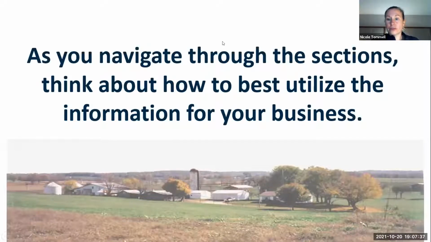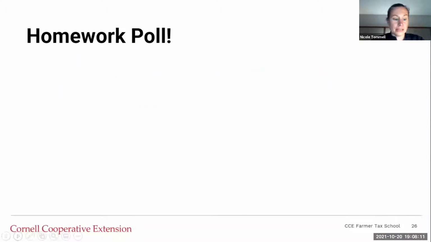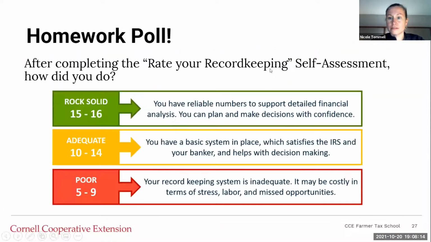I just want to make everyone aware, as you navigate through the sections, think about how to best utilize this information for your business and really take some mental notes, because we're all going to start building budgets for your 2022 for your bankers or looking at your first 3 quarters. You're going to be doing that awfully soon. So think about how you navigate through the sections and how your business aligns with that. So that being said, I'm going to hand this right back over to Caitlin.